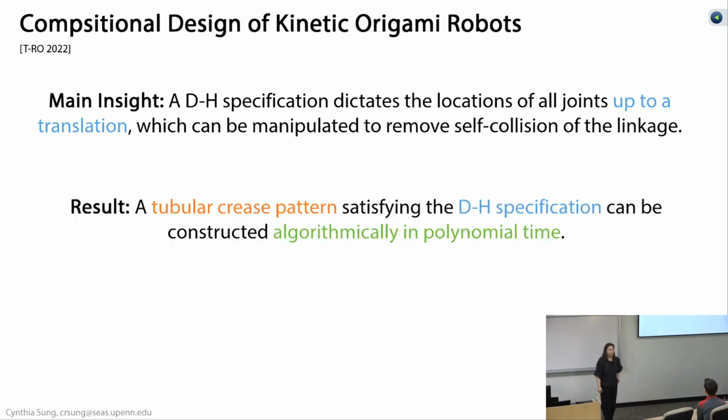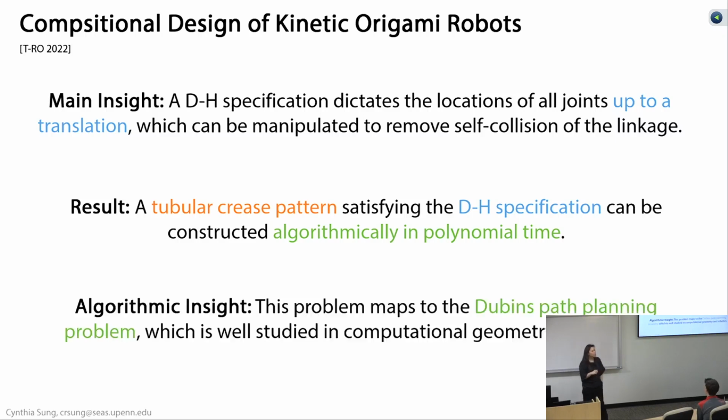right? So what we were able to show is we were able to create a provably correct algorithm that automatically generates tubular crease patterns for structures with arbitrary kinematic complexity in polynomial time. And we did this by mapping the design problem onto a Dubin's path planning problem. And this part here was really exciting because Dubin's path planning is also a problem that is very well studied in robotics. It's basically the way that you plan for cars or fixed-wing aircraft, right? And there's decades of work in this space.